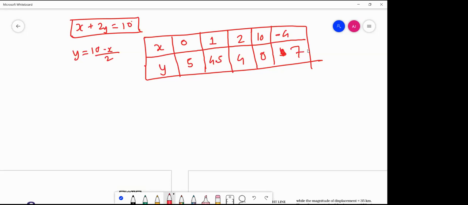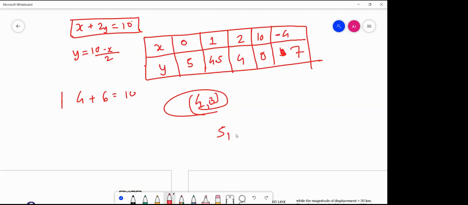And if you want to check, let us say, whether 4 comma 3 is a solution of this equation or not, how will you do it? Just put 4, 3 in this equation. If it satisfies, then it is a solution, otherwise no. If I put 4 comma 3, it becomes 4 ones are 4 plus 2 threes are 6, so 4 plus 6 equal to 10. Yes, 4 comma 3 is a solution.